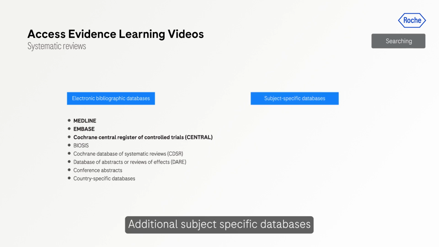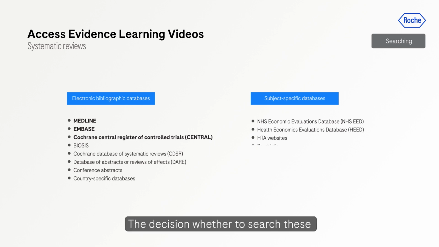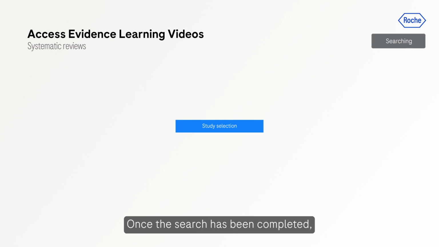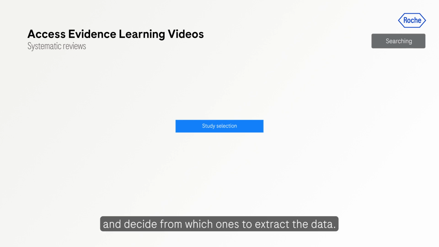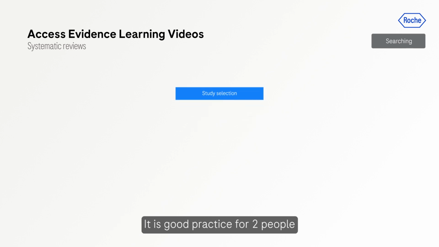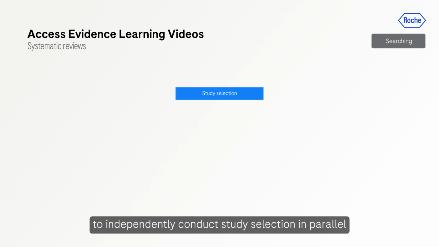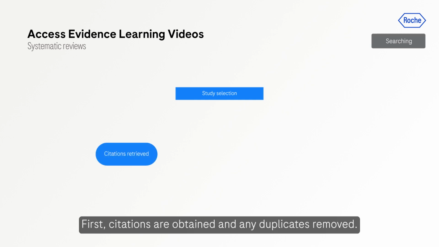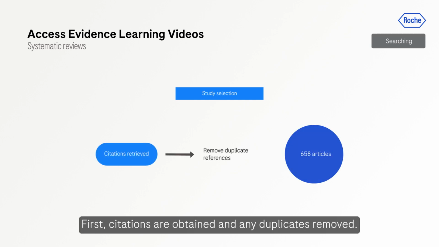These should always be searched together with additional resources, if appropriate. Additional subject-specific databases can also be searched if required. The decision whether to search these should be based on the research question. Once the search has been completed, the next step is to evaluate the studies returned and decide from which ones to extract the data. It is good practice for two people to independently conduct study selection in parallel to minimize the introduction of bias. First, citations are obtained and any duplicates removed.